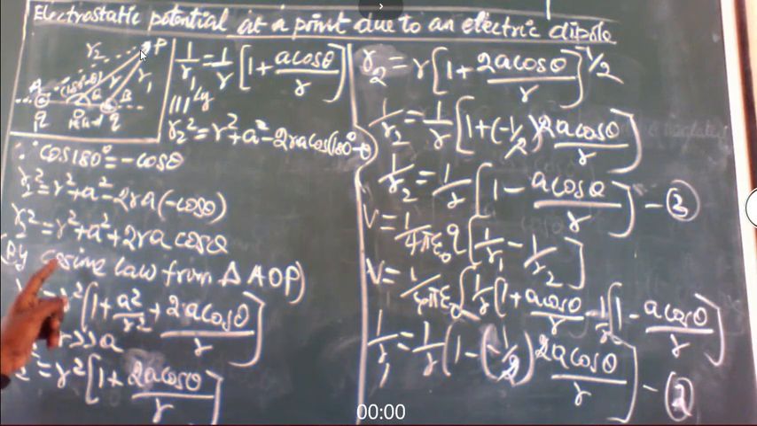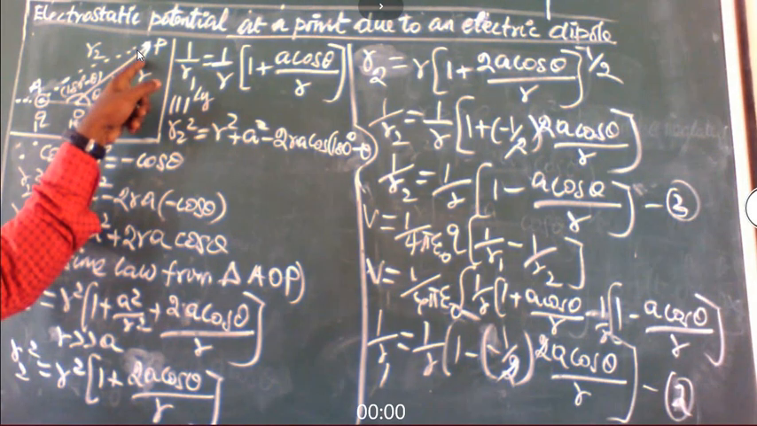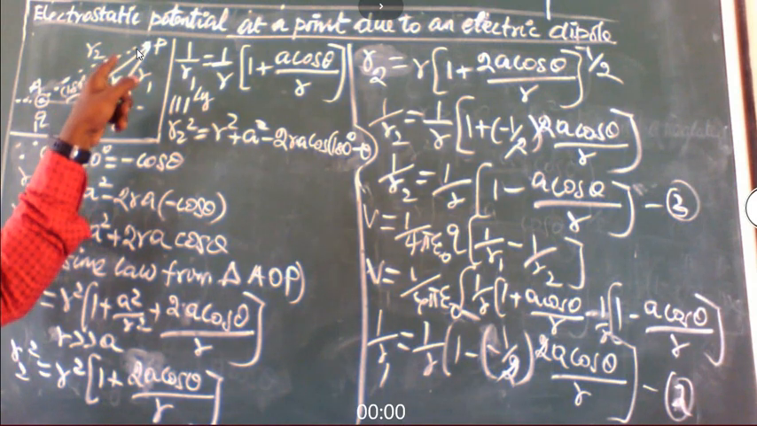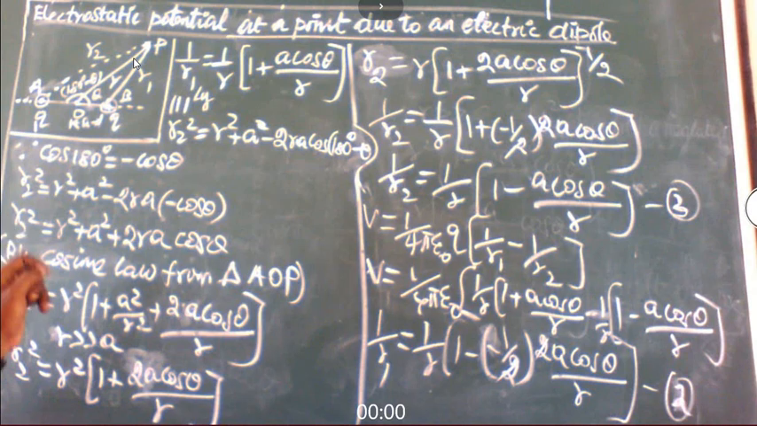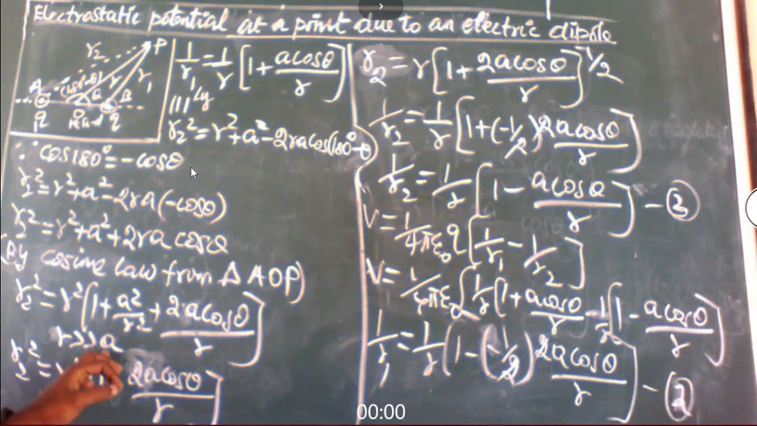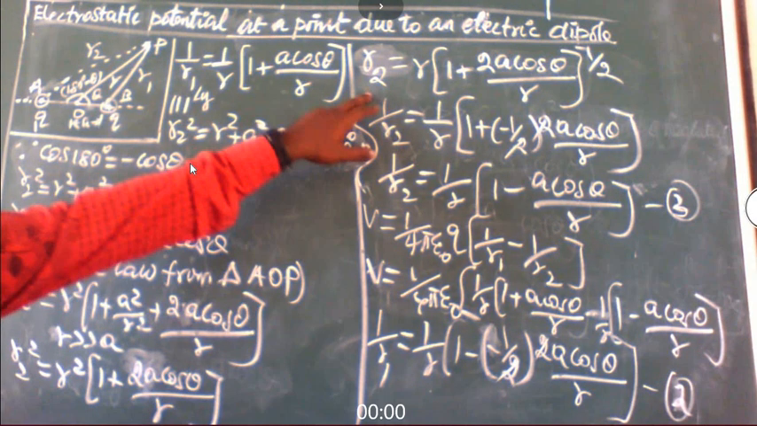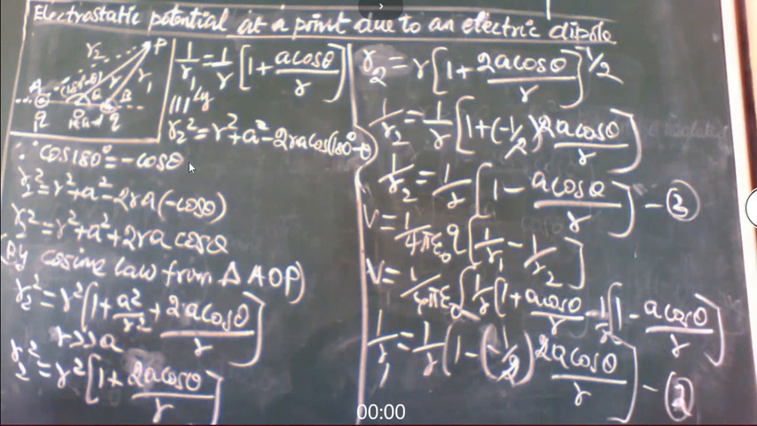Here the point p, here this is the point p, away from further increases the distance, that means away from the midpoint o. So r is greater than a. That is why the a square divided by r square term neglected from this equation. The next step is r2 square is equal to r square into 1 plus 2a cos theta divided by r. The next step, r2 is equal to, here the square term goes to right hand side. What happened?